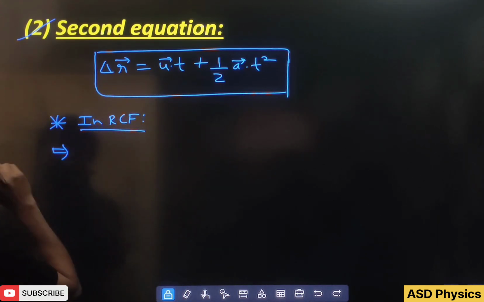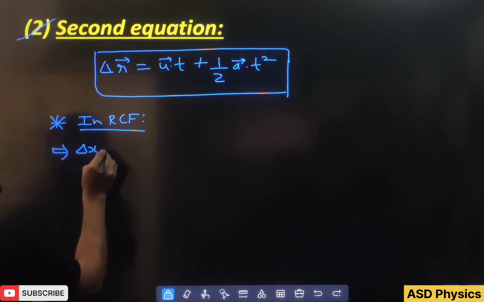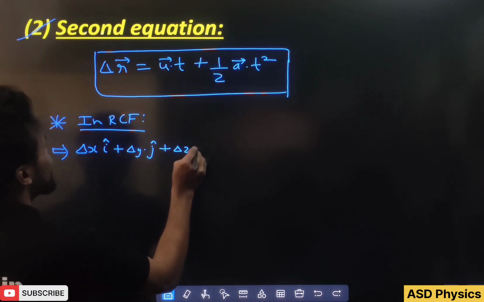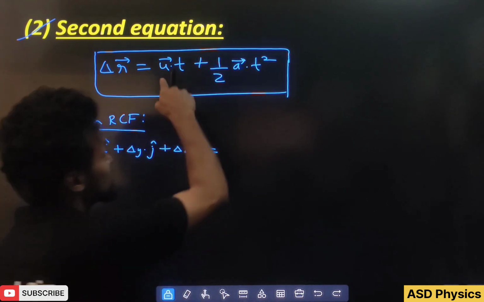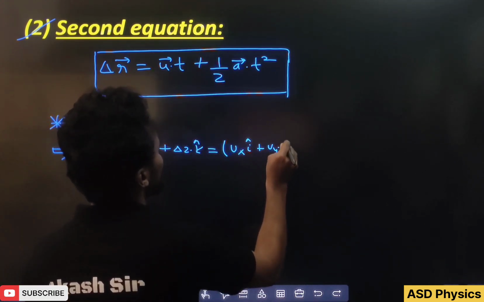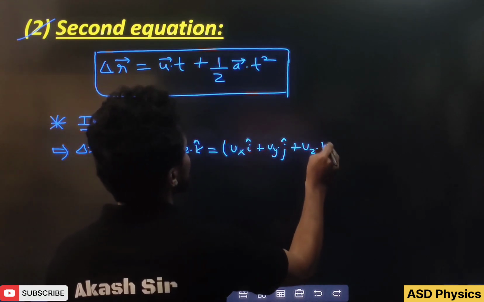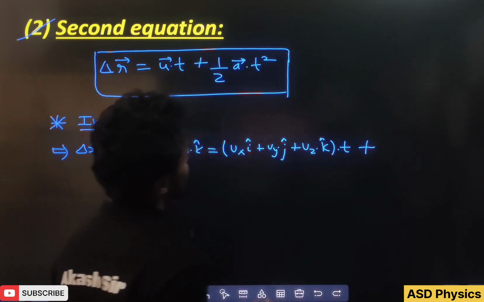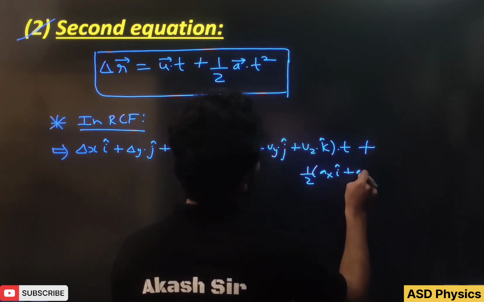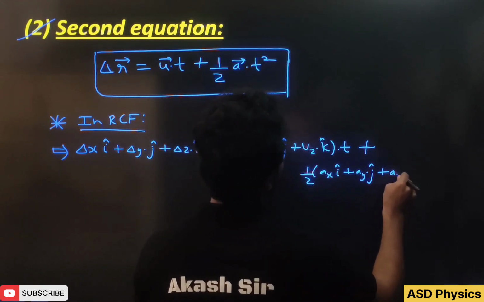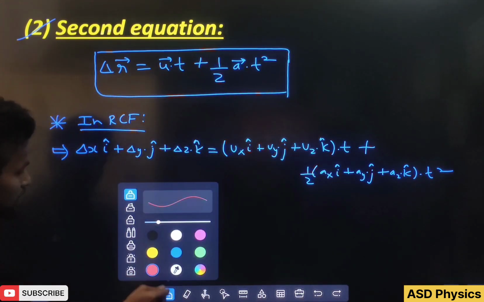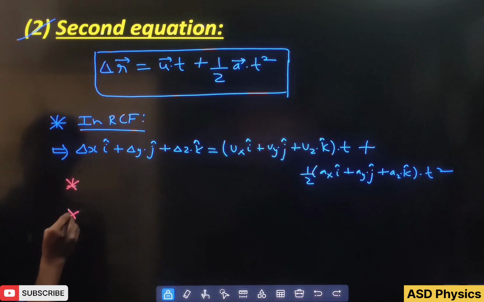See here, this delta r I can write as delta x i cap plus delta y j cap plus delta z k cap. Similarly here, ut means ux i cap plus uy j cap plus uz k cap, into t, plus half, and here ax i cap plus ay j cap plus az k cap into t square. Okay, so students, here also we can make again how many equations, students?